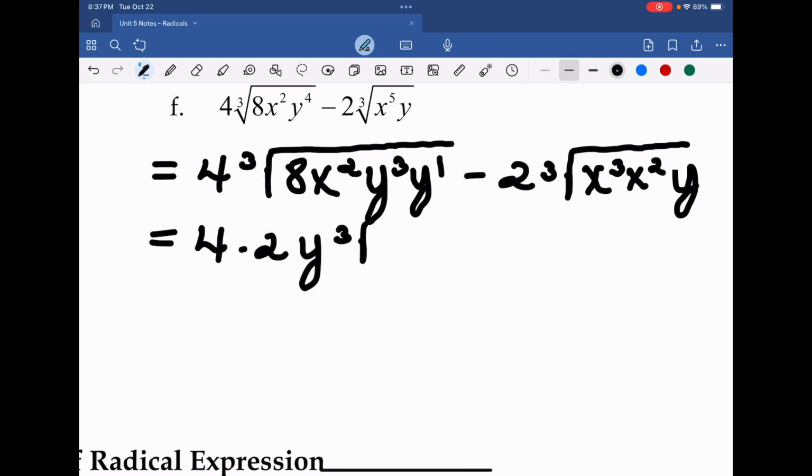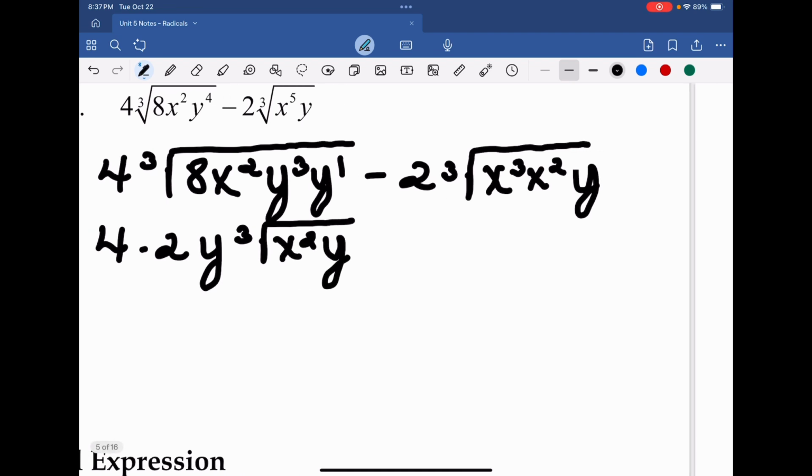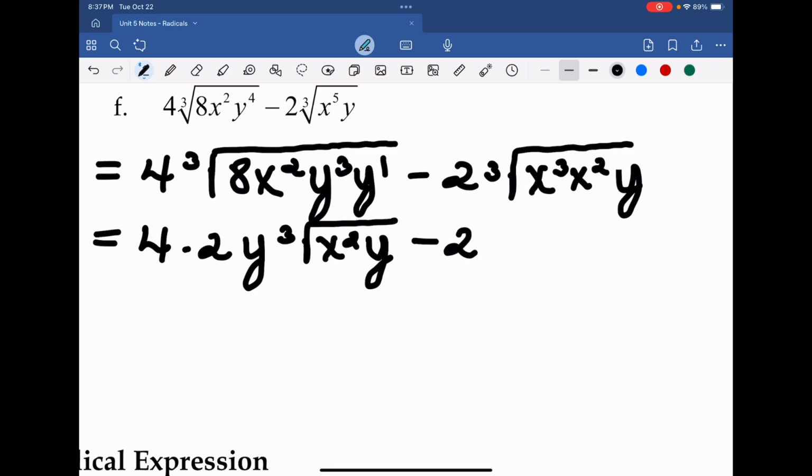It's going to be cube root of x squared and the y that remained. Okay, we're going to do the second piece here, which is negative 2 cube root of x cubed. This is 3 divided by 3. 3 divided by 3 is going to remove out 1x. That's all that can come out here, so we leave cube root of x squared and y.